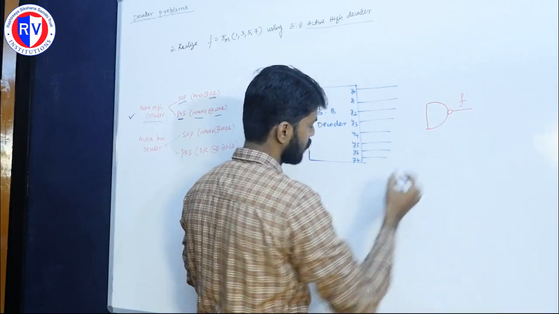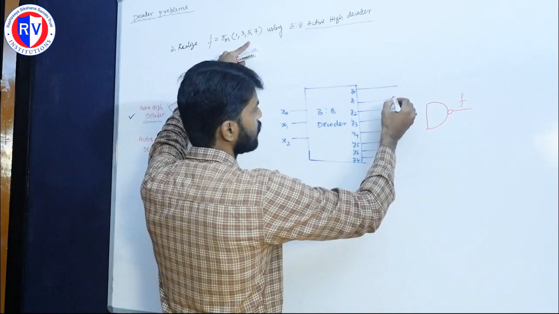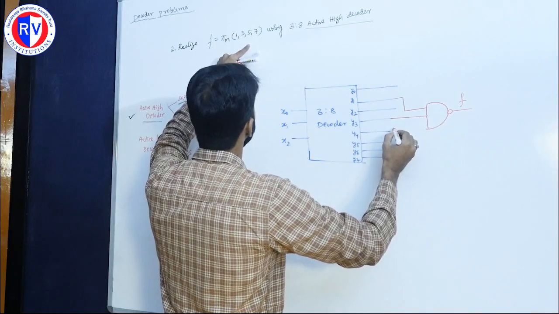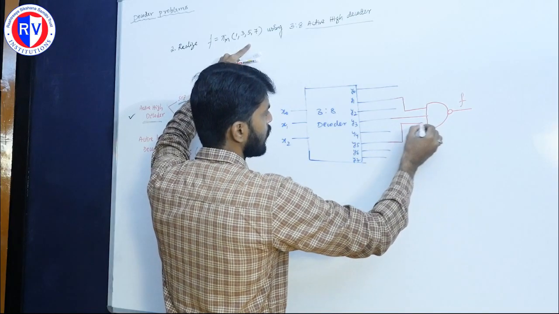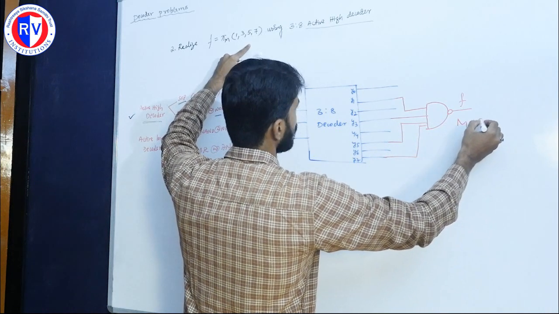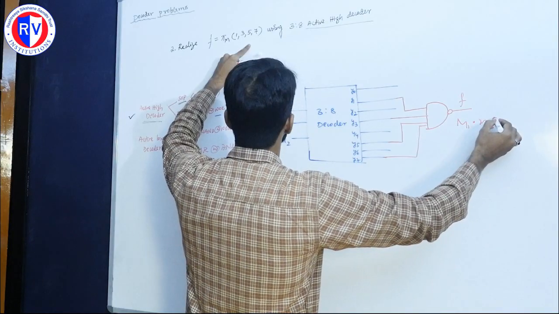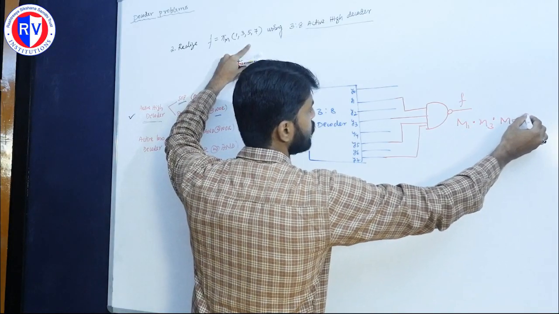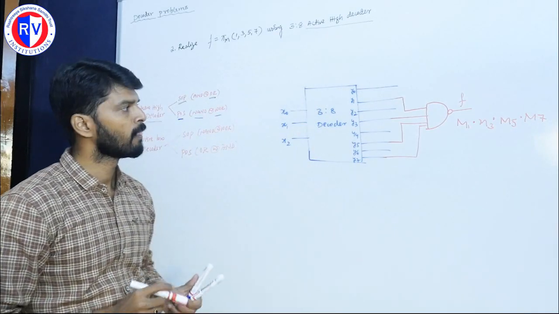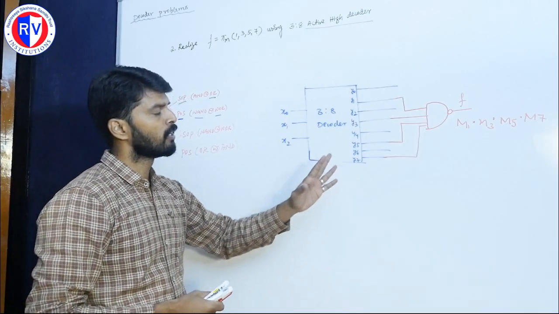This is the NAND gate for the equation. Which are all the lines get connected? 1, 3, 5, 7. In the output stage we are getting M1 into M3 into M5 into M7. This is what we are getting with the help of the NAND gate structure. This one already we discussed, how it will generate the POS equation.